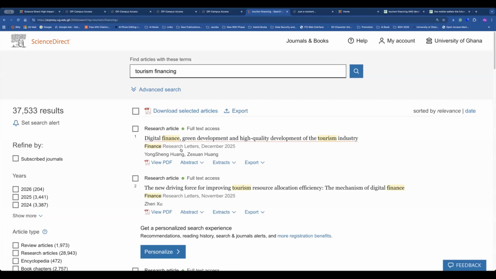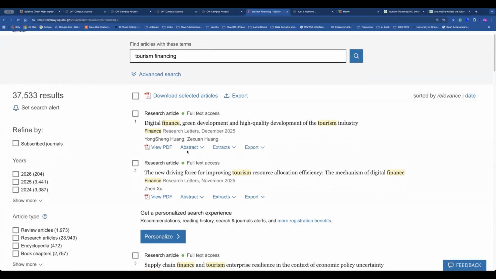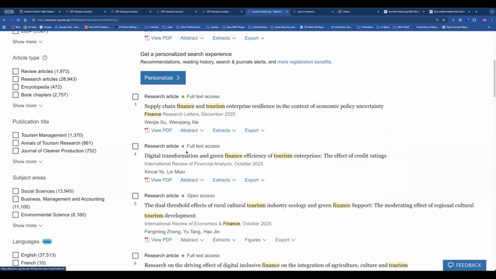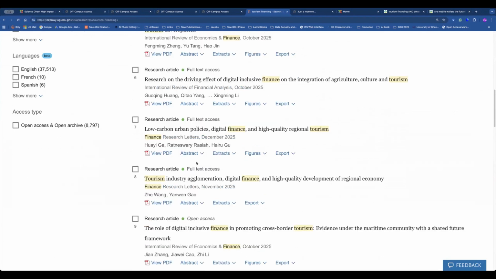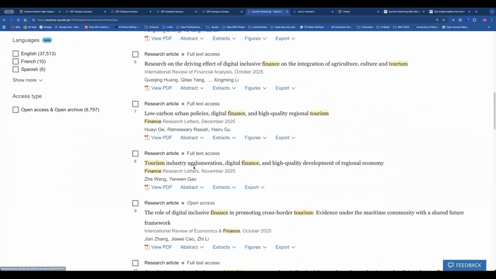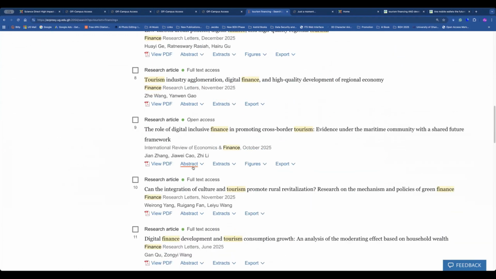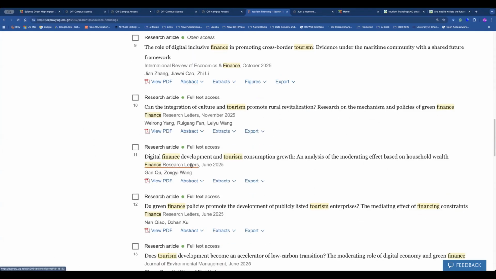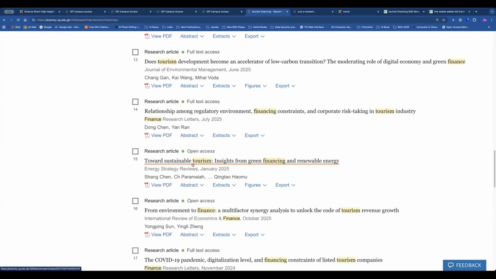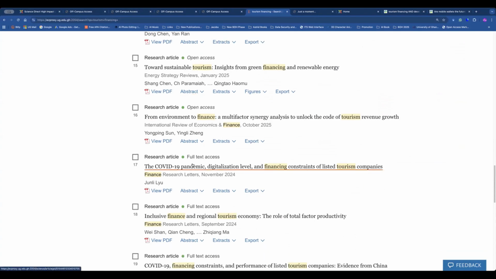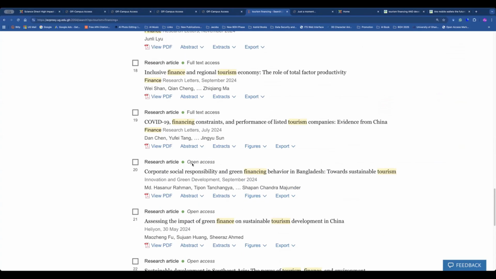Okay, there's something here. Digital finance, green development, and high-quality development. But it's published in Finance Research Letters, so it's a finance paper rather. There are quite a number of them. Then the Review of Financial Analysis. So the topic is good, but it's drawing me more to finance papers, when maybe I'm interested in tourism papers. So I would have marketing related papers. I would have loved it to give me non-finance based journals, but that's the dominant one here.